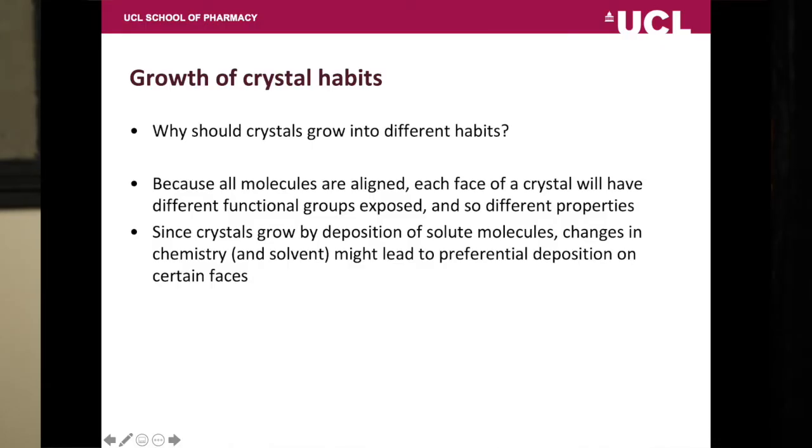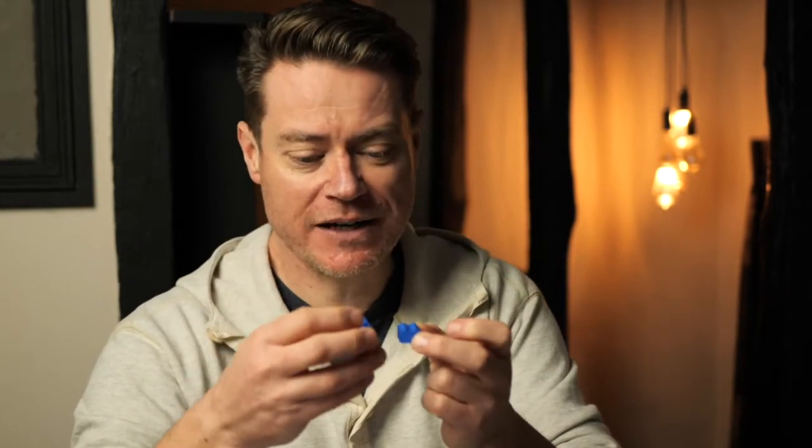Why do crystals grow into different habits then, and how can we control what habit we get at the end of crystallization? The why, I think I've said already, is because essentially we have unit cells that are packing together, and it depends in which order they pack as to what the final shape of our crystal is. But why does that happen?